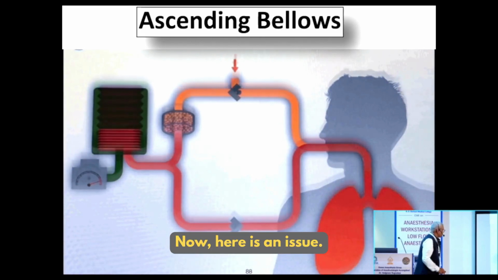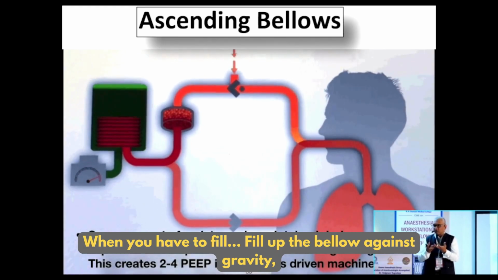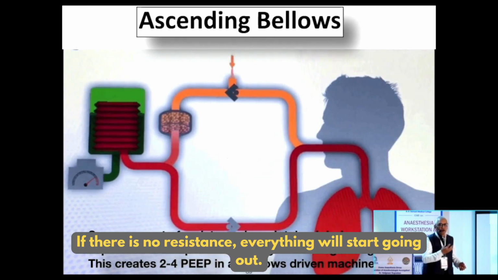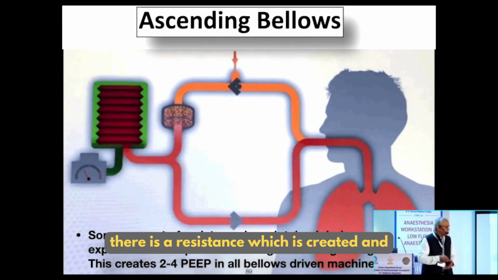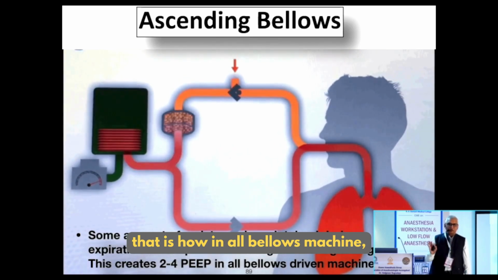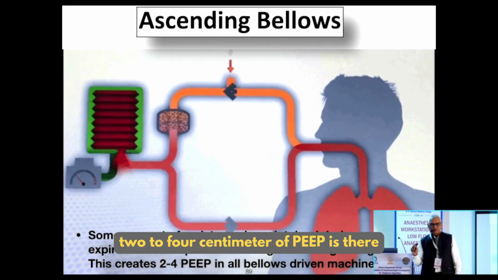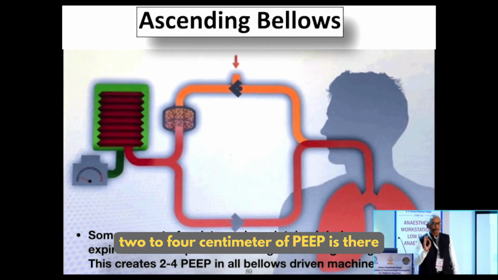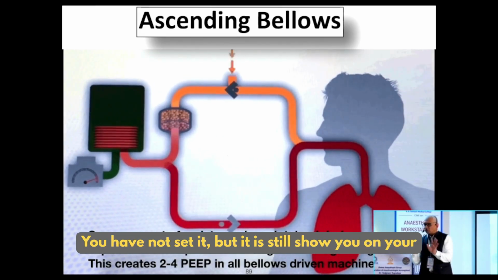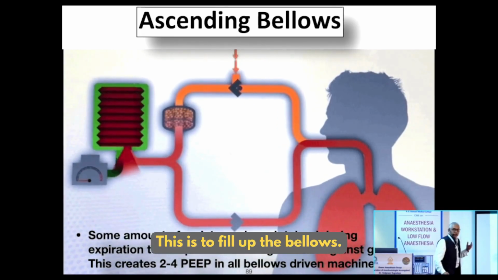Now here is an issue. When you have to fill up the bellow against gravity, it requires some resistance. If there is no resistance, everything will start going out and it will not refill. So a resistance is created, and that is why in all bellows machines you will see a small amount of PEEP, even if you have not set it. 2 to 4 centimeters of PEEP is there in all bellows machines to fill up the bellow. You did not set it, but it still shows on your screen. This is to fill up the bellow.